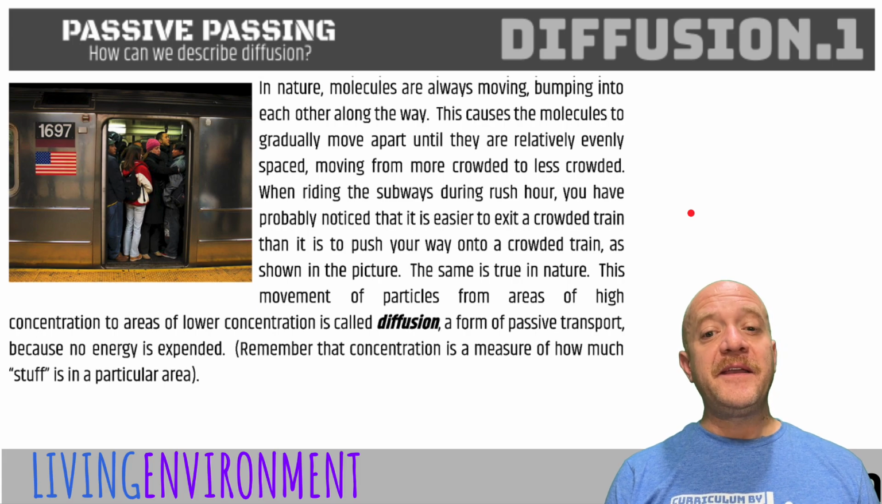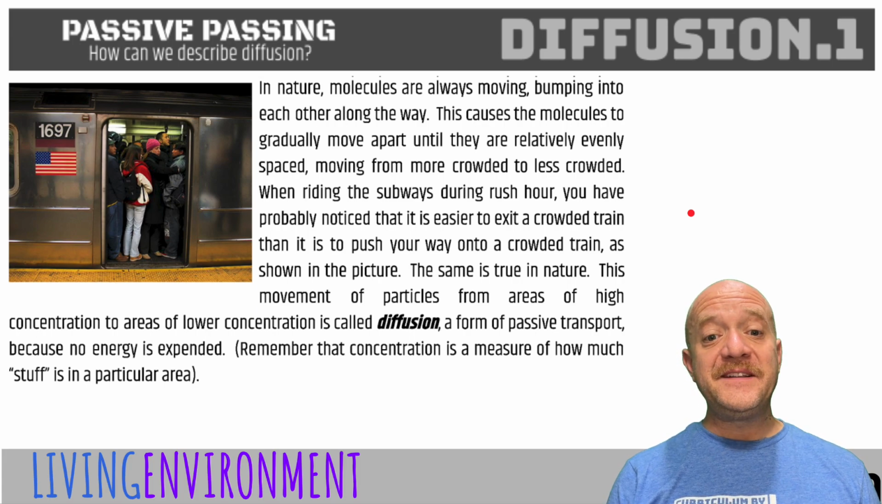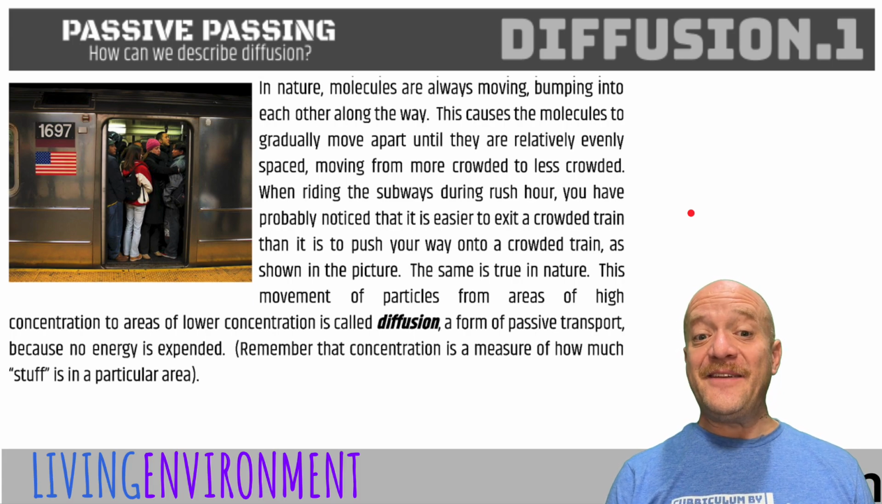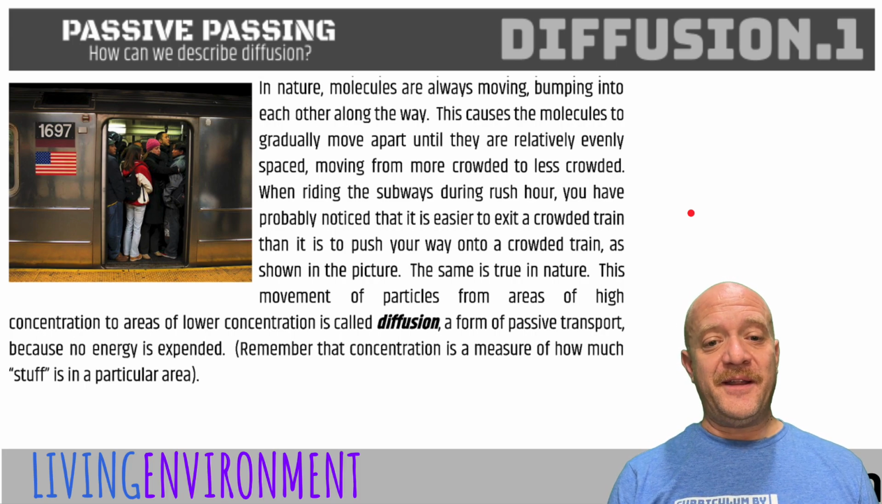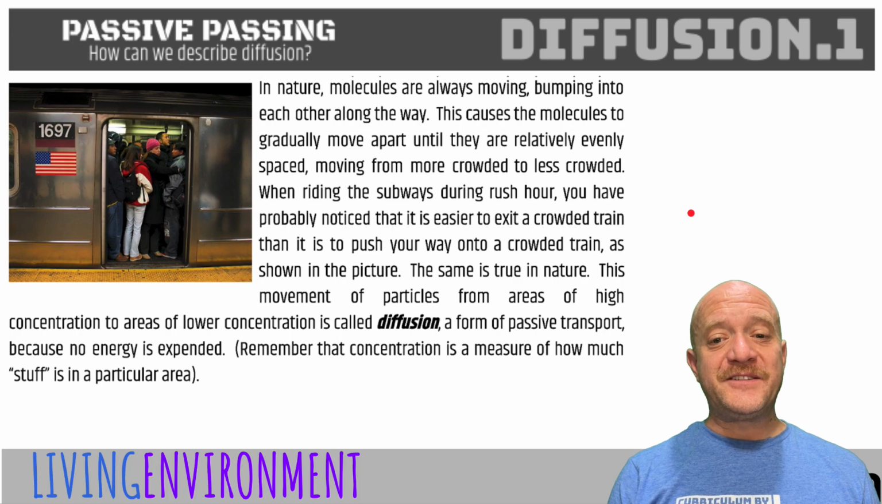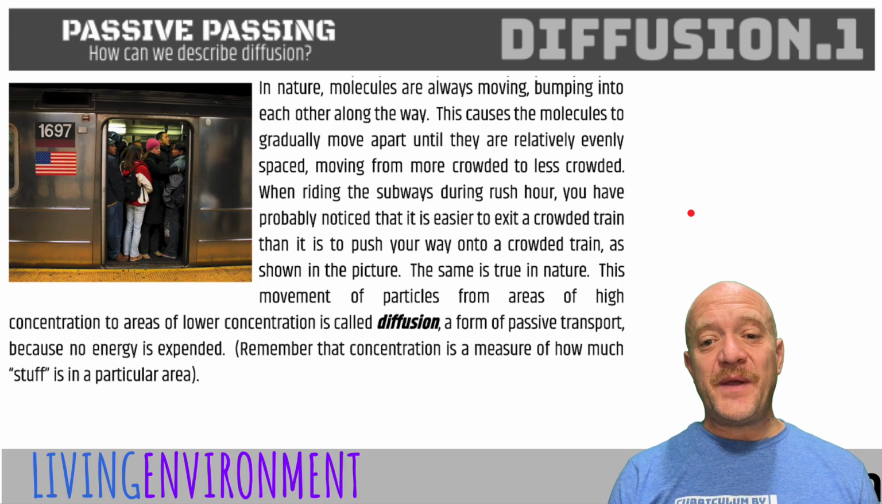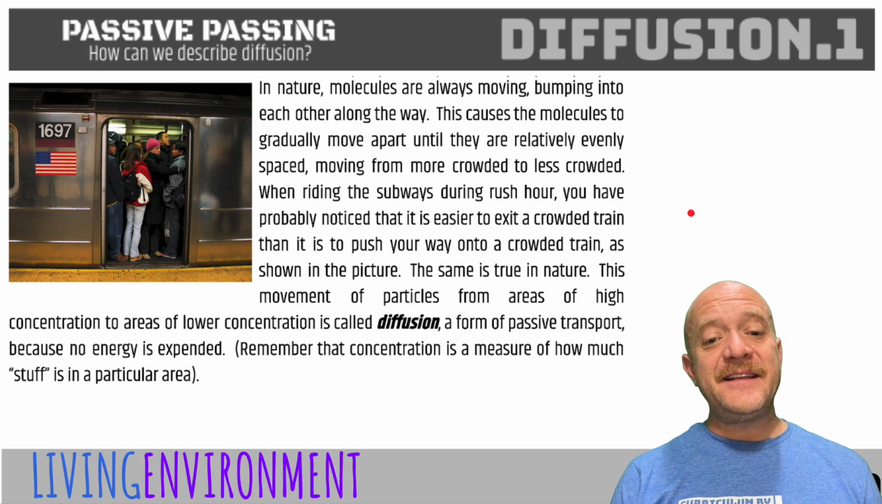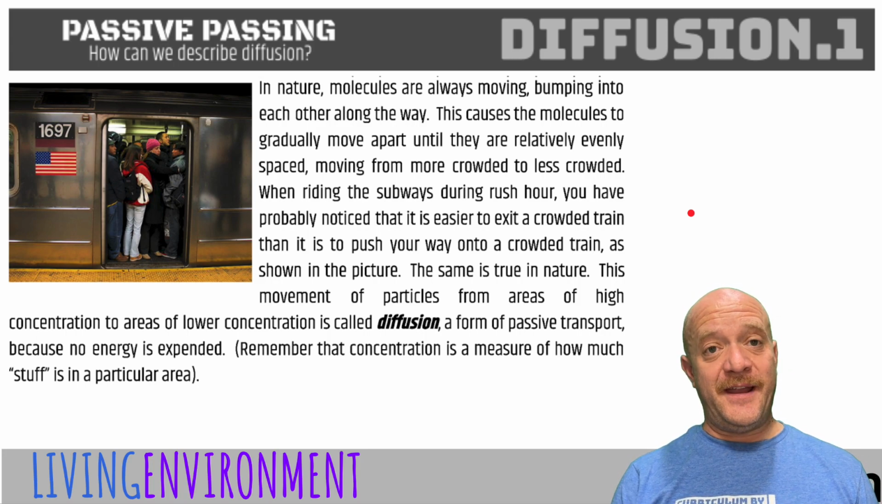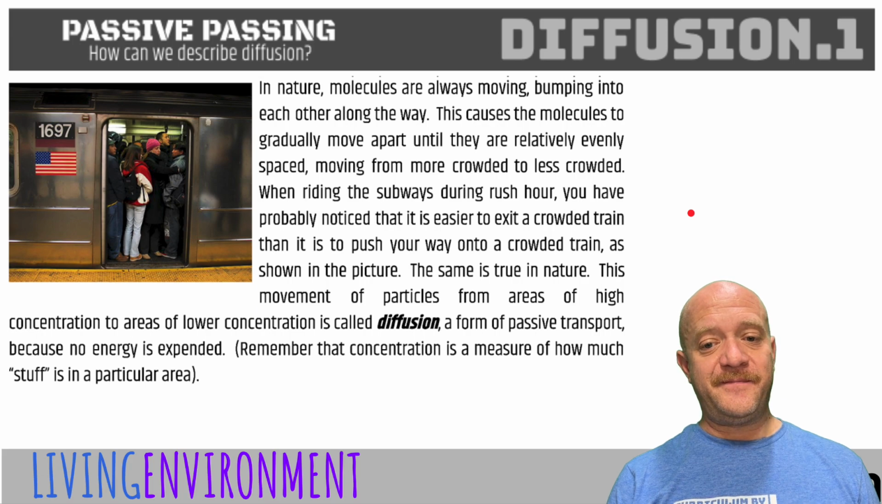In nature, molecules are always moving, bumping into each other along the way. This causes the molecules to gradually move apart until they are relatively evenly spaced, moving from more crowded to less crowded. When riding the subways during rush hour, you have probably noticed that it is easier to exit a crowded train than it is to push your way onto a crowded train, as shown in the picture. The same is true in nature.